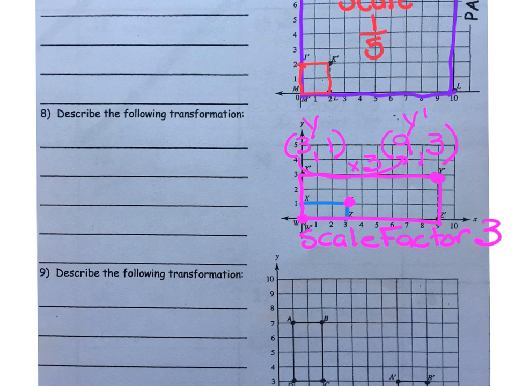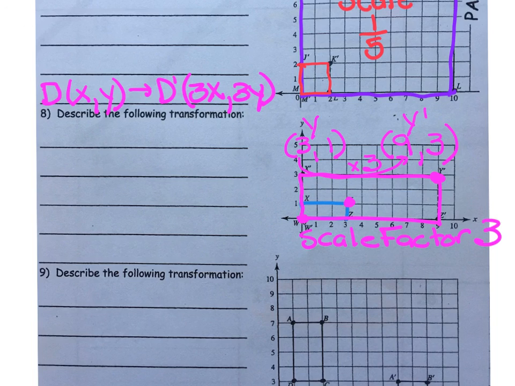So, when we write the notation for this particular dilation, make sure and include the following. All of our x coordinates and y coordinates are multiplied by 3. 3 times x and 3 times y. And that will enlarge the image. Now one more. Let's take a look at problem number 9.